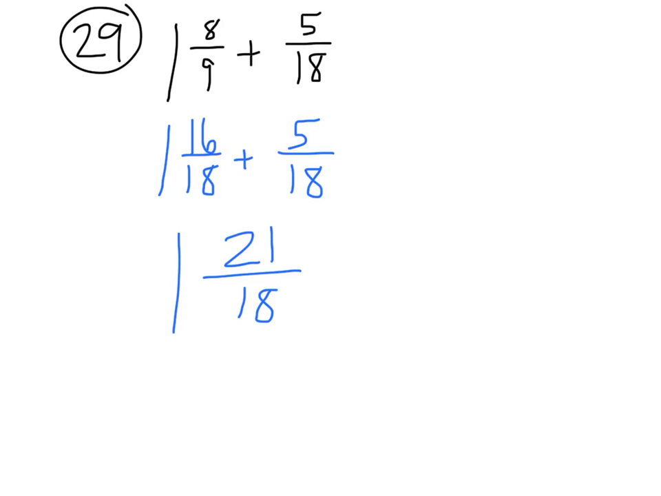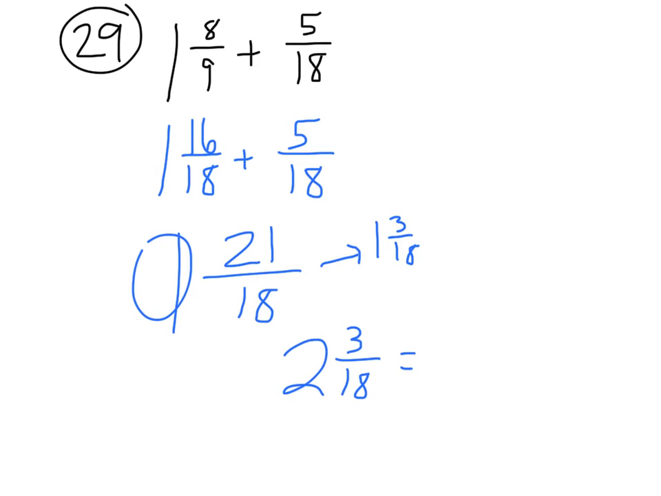Add the whole numbers. 21 over 18 cannot stay that way. It's 1 and 3/18. Add it back with this 1. I have 2 and 3/18, which isn't simplified. They can both be divided by 3, 2 and 1/6.